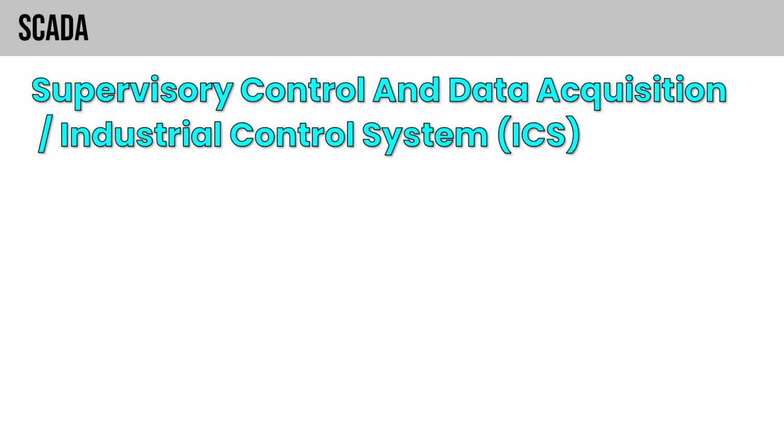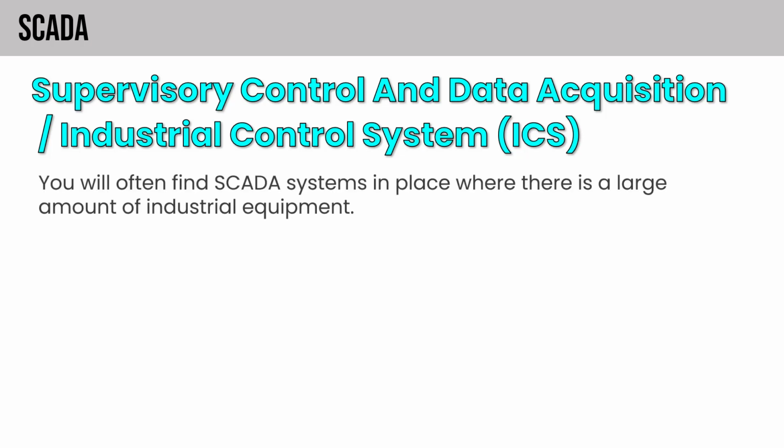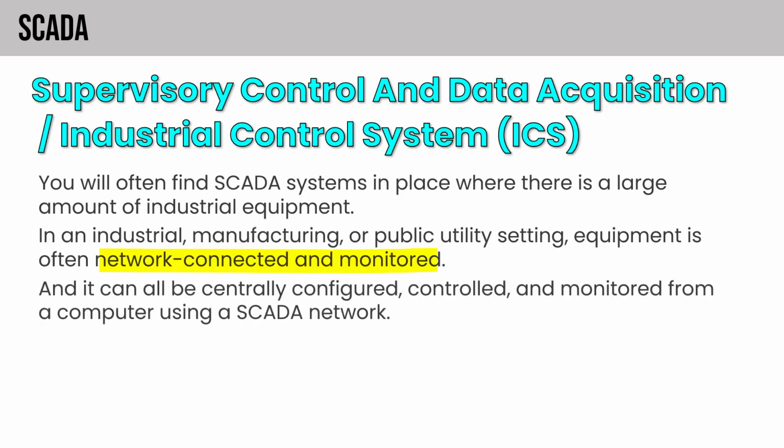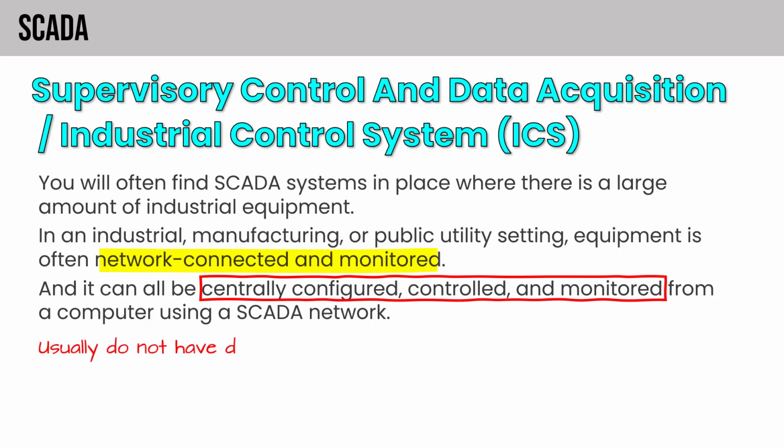So next up, we have the Supervisory Control and Data Acquisition, or Industrial Control Systems, SCADA and ICS. You'll find SCADA systems in places where there's a large amount of industrial equipment. In an industrial manufacturing or public utility setting, equipment is often network connected and monitored, and it can all be centrally configured, controlled, and monitored from a computer using a SCADA network. That central configuration, control, and monitoring is a key characteristic of SCADA.